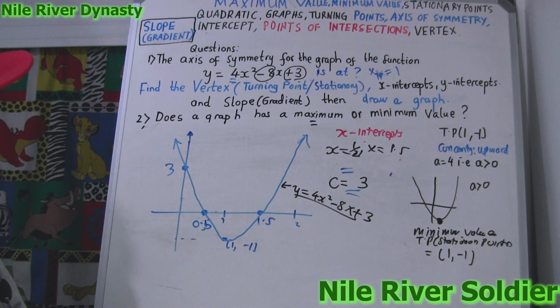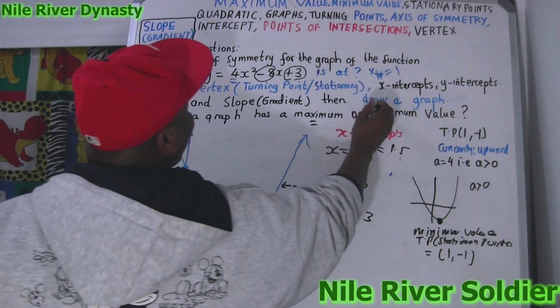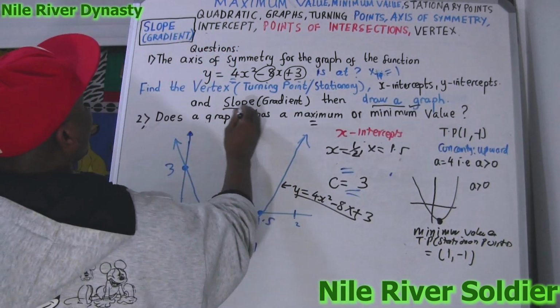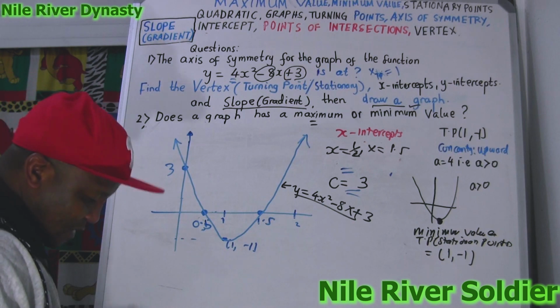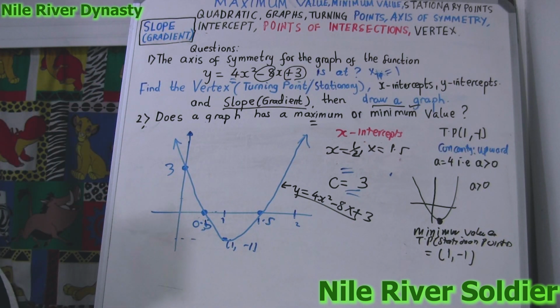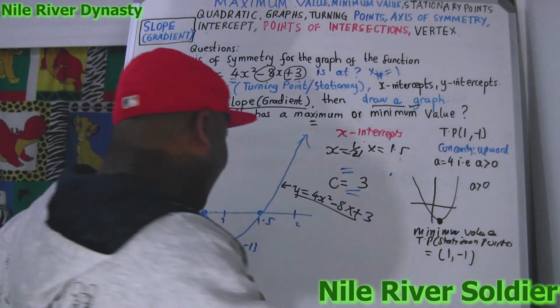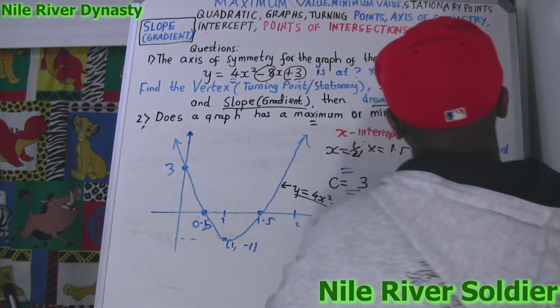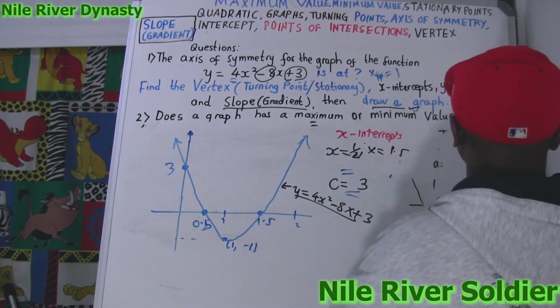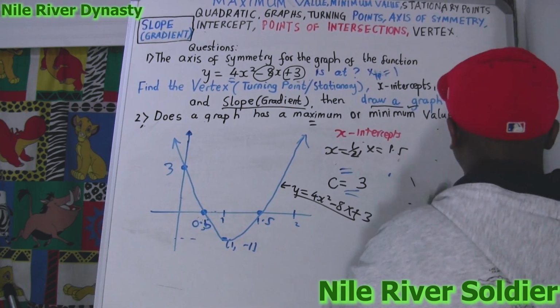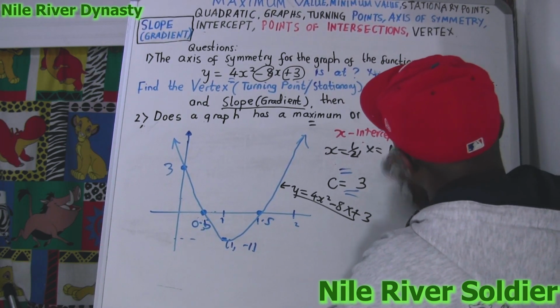So now the last thing they say, from the graph already drawn, find the slope or gradient. To find the slope or gradient, what you do, you differentiate. So how are you going to differentiate? Let's find the slope or gradient. And this is going to be the end of quadratics. We're done with all the quadratics.